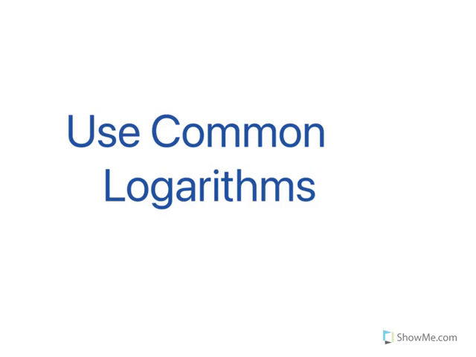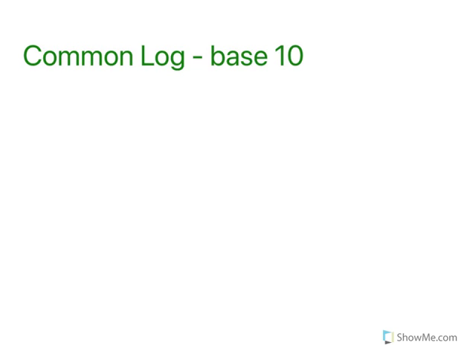Let's use common logarithms, and that means you're going to need a calculator. A common log generally refers to base 10. So what you're going to see is something like log of 6. We would call this a common log. If there is no base given, then it's automatically base 10.